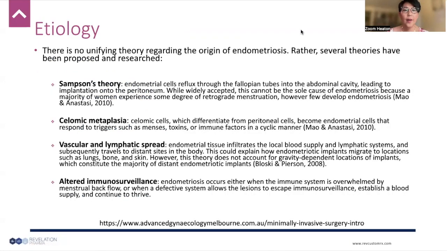So there is no unifying theory regarding the origin of endometriosis, but there are several theories that have been proposed and researched. But the most common and the most recognized theory is Sampson's theory of retrograde menstruation. And this, of course, assumes that every time a woman has a period, cells from the endometrium inside the uterus shed and come out with the menstrual flow. And part of the flow moves backwards through the fallopian tubes and reaches the pelvis and the abdomen.